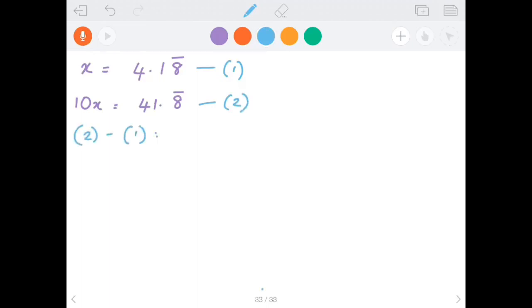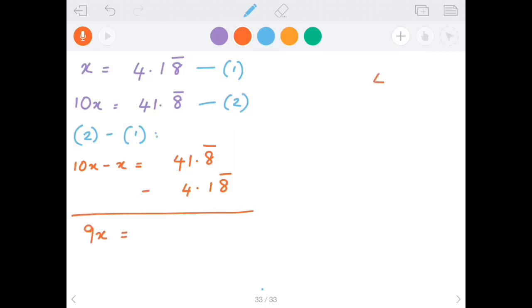Please be a little careful with this step. This is going to be 10x minus x. It's going to be 41.8 bar minus 4.18 bar. Mind the place value system. Just open out each one of it. Just expand this out for me.